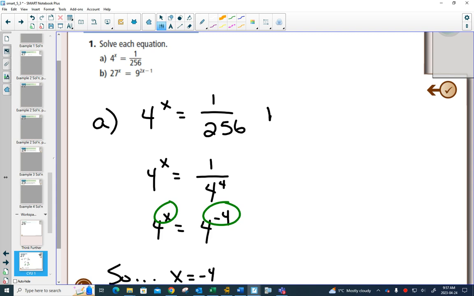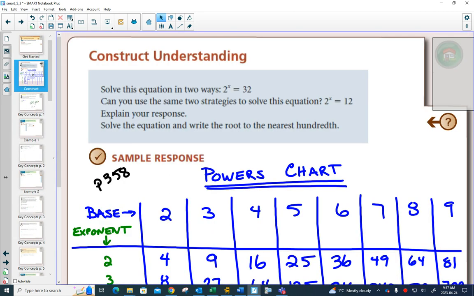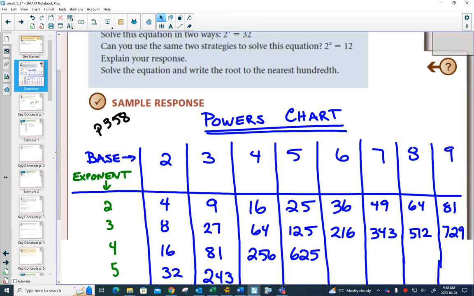In part B, we have 27 to the x equals 9 to the 2x minus 1. So if we went to our powers chart, you might first go look at powers of 9 and be like, oh, but I don't have 27 there. And I definitely don't even have 27 on my powers chart. So the next level is to see, do 27 and 9 happen in the same column for a different base? And sure enough, if we're looking at our base of 3, 3 cubed is 27, 3 squared is 9.